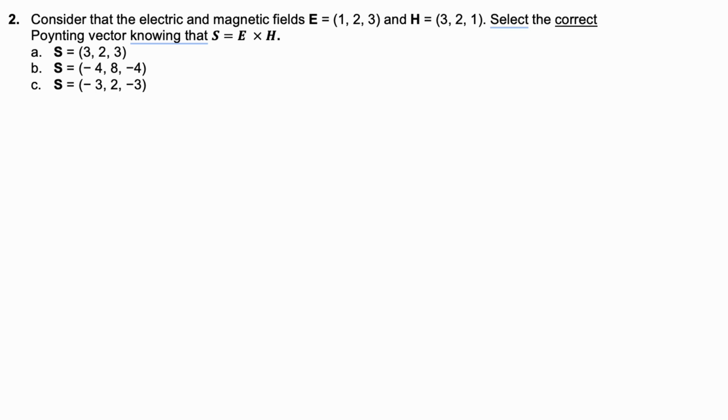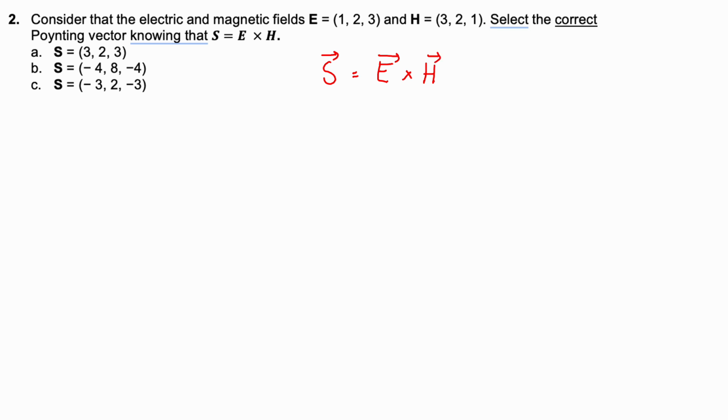In today's video, we're going to solve 4 multiple-choice questions regarding module number 5, electromagnetic optics. The first multiple-choice question is: consider that we have an electric and magnetic field. Both of them are vectorial fields, and we need to select the correct Poynting vector. We know that the Poynting vector can be expressed as capital S, and this is the cross product between the electric field and the magnetic field.